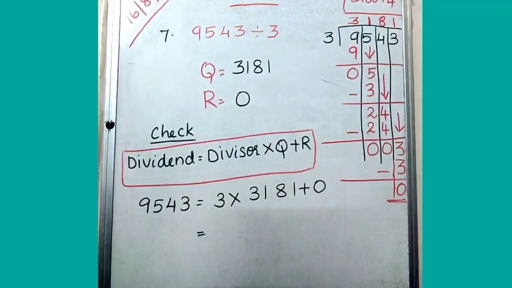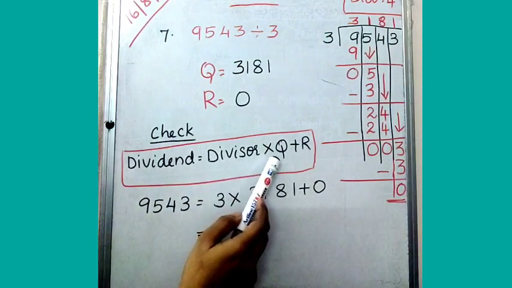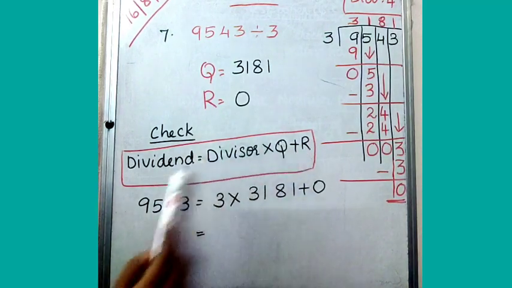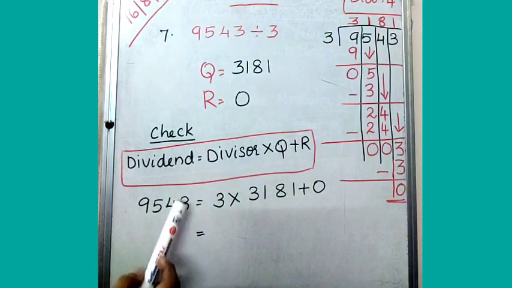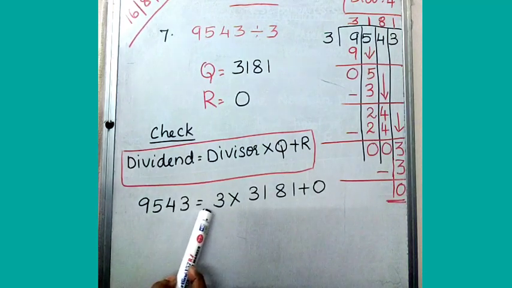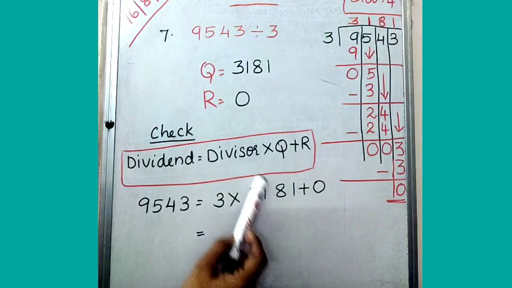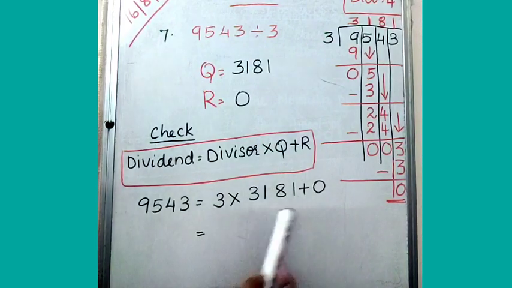Look here, for checking, we write the equation: dividend equals divisor into Q plus R. Q is the quotient, R is the remainder, capital Q and capital R. Dividend is 9543, equal to divisor 3 into quotient 3181 plus remainder 0. Then we can do our multiplication.